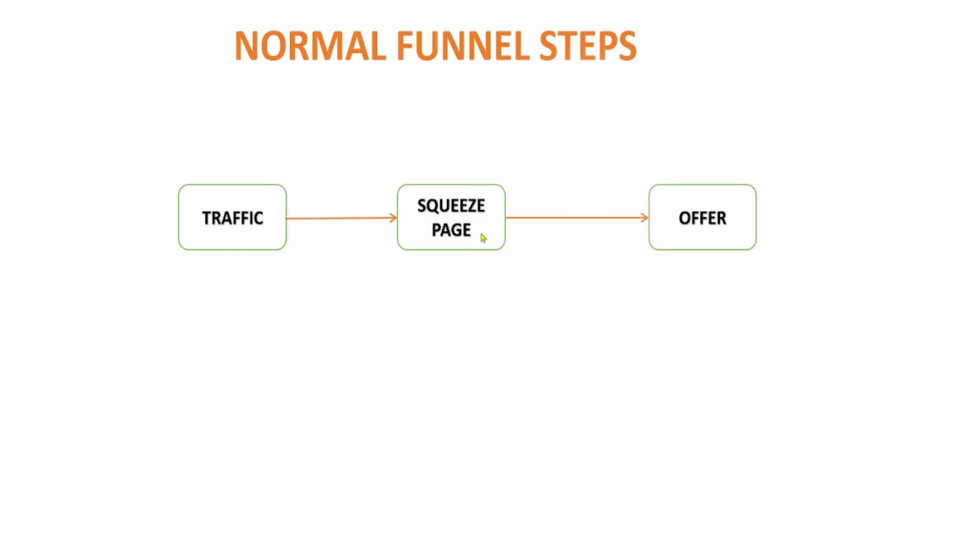Now, the squeeze page is the place where you collect the information of the traffic. So it's going to be like your email address, name of the visitor, or phone number or address. So it can be anything that you want to collect. So normally, the more simple it is better. So normally I request you to go for the name and the email address. And from the squeeze page, the traffic is directed to the offer. Now, the offer can be your own offer or it can be an affiliate offer.